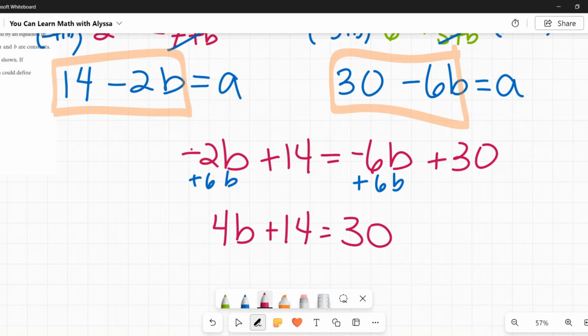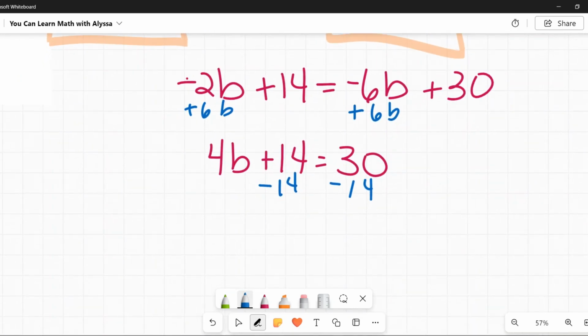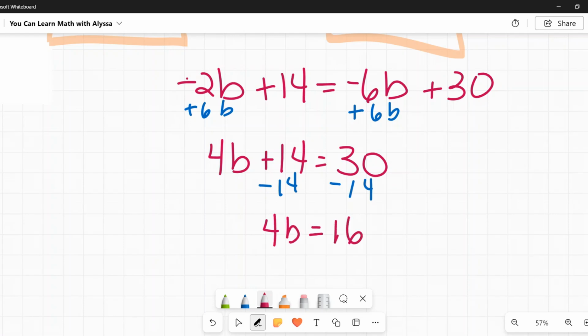All right. And then I want to get rid of the 14 by subtracting it from both sides. So I'm going to subtract 14 from both sides, and I get 4b is equal to 16. Since b is being multiplied by 4, to undo that, I need to do the opposite, divide by 4. So now I know b is equal to 16 divided by 4, or 4. Yay, I know b is 4.